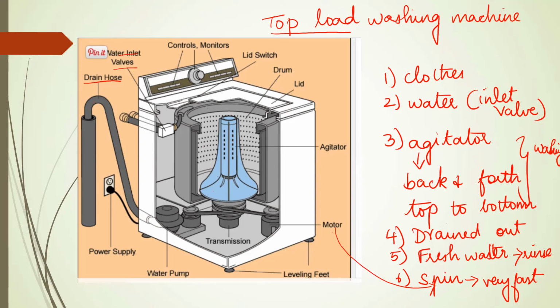So you have to remember, during spinning several hundreds of rotations will happen. You call that RPM, rotations per minute. Several hundreds of rotations will happen so that the water goes out. So this is how your top load washing machine works.